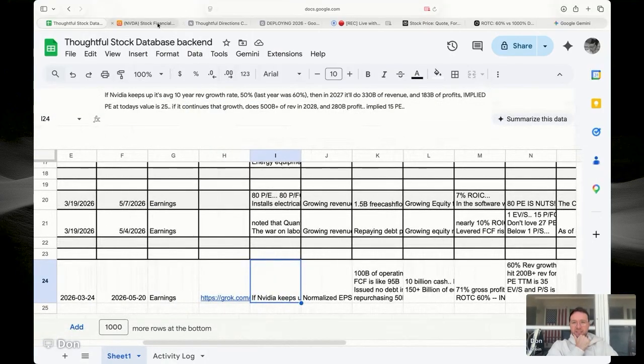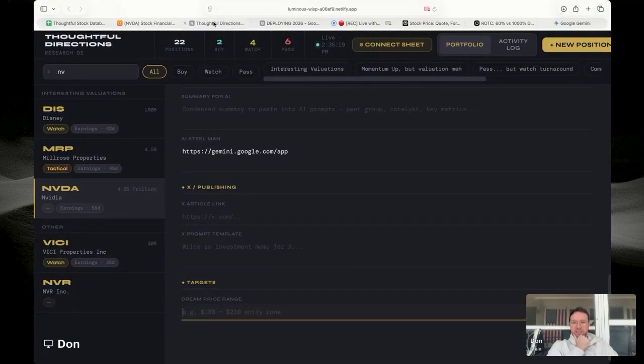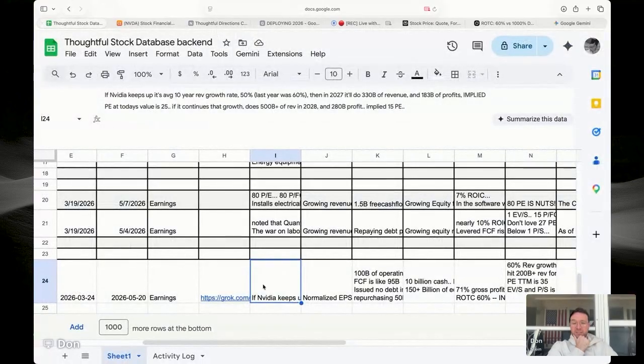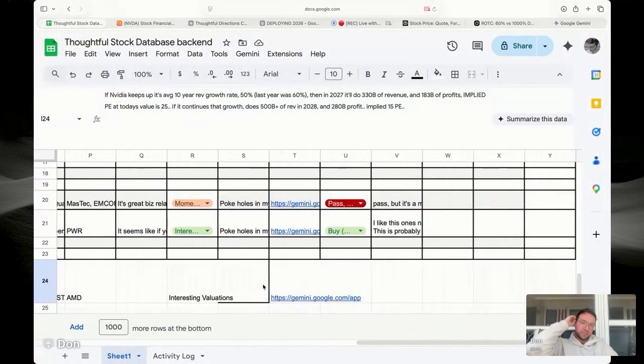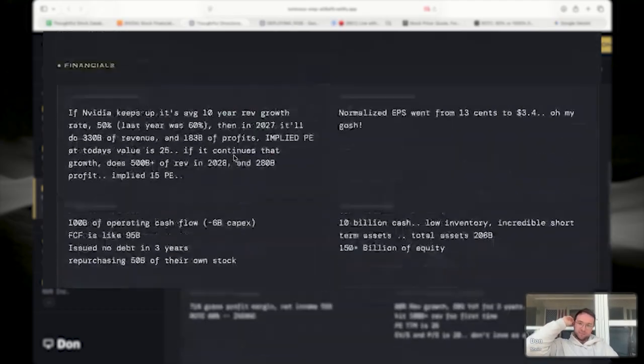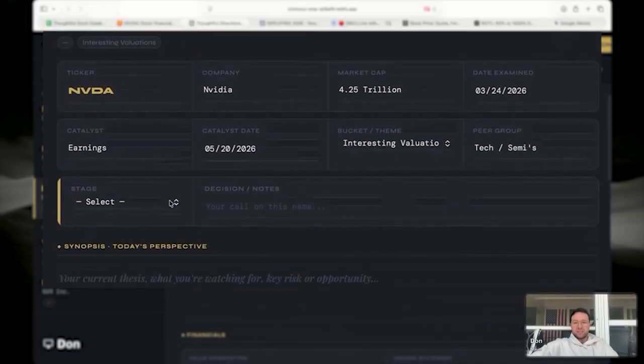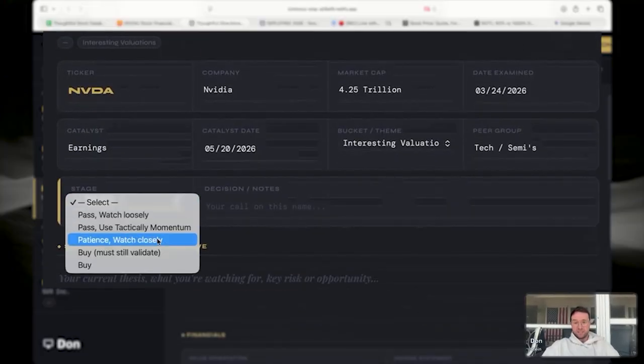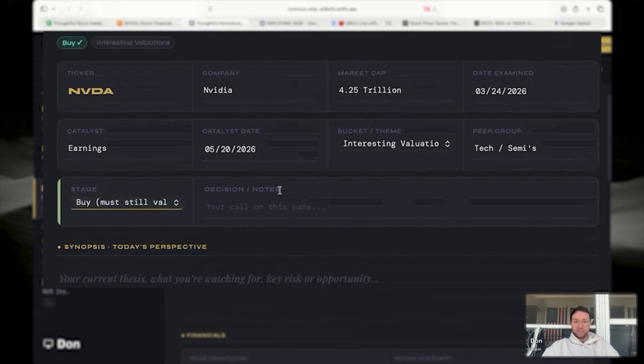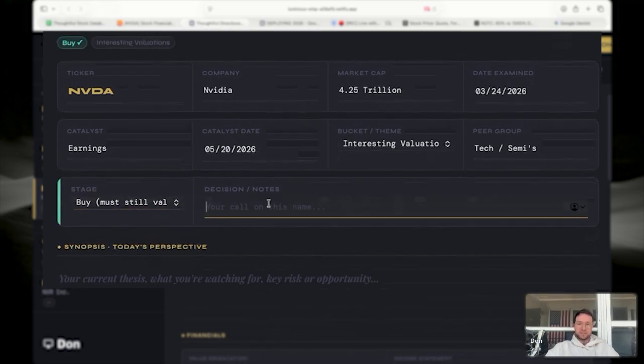And then so then the target price is the last thing we need to think through here. First off, I'll categorize it. Stage, I'd say it's a buy, but must still validate. Yeah. It's definitely interesting valuations, decision notes.